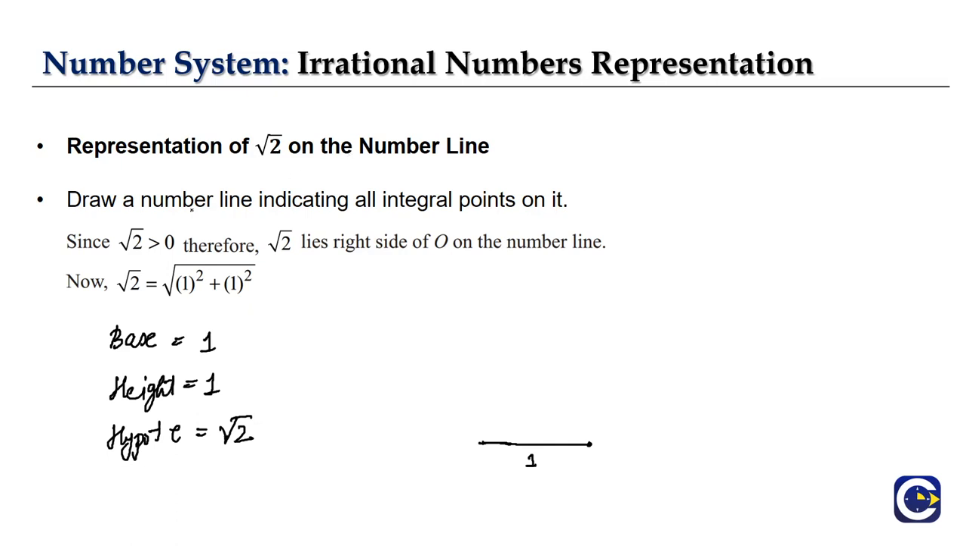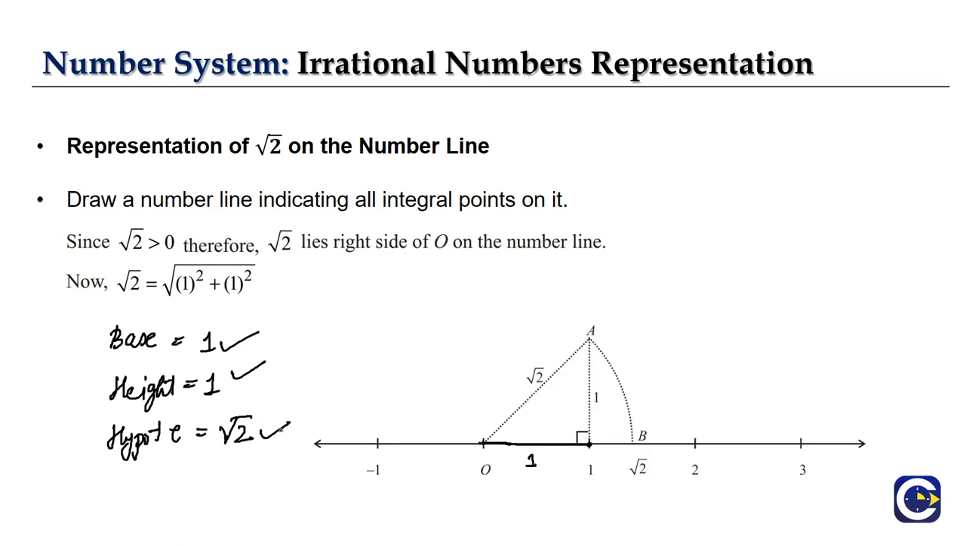Here we have to represent root 2 on the number line. As we know, root 2 is greater than 0, so it will obviously lie to the right side of our point 0. Root 2 can be expressed according to our Pythagoras theorem as root over 1 square plus 1 square, where base is 1, height is 1 and the hypotenuse is root 2.